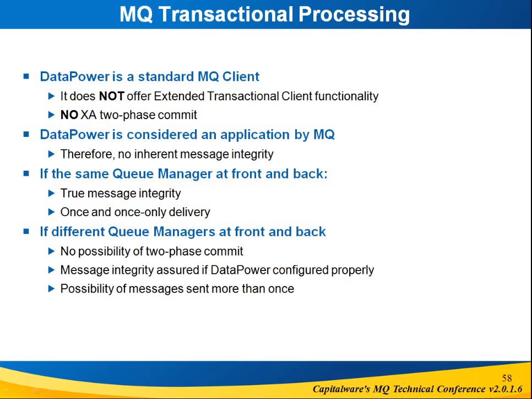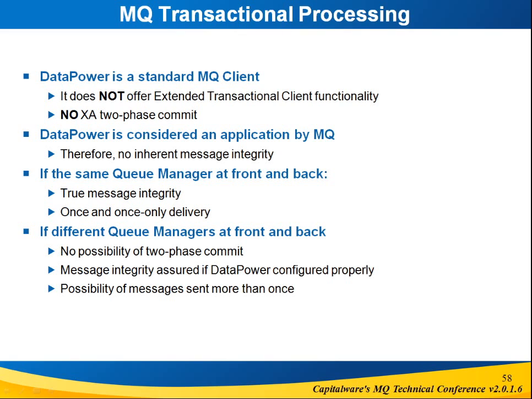Now, there's some interesting phenomena that can occur if you have the same queue manager on the front side and on the back end. So in other words, if DataPower is only connecting to one queue manager at the front and the back, then you can achieve true message integrity, because you can establish a unit of work on the front end and hold that unit of work open until the back end has completed its work and put the message onto a reply queue on the back end, and then do a commit, thereby ensuring that the message is only deleted from the front end queue once it's successfully stored on the back end queue. This also ensures once and once only delivery, because it's a single unit of work.